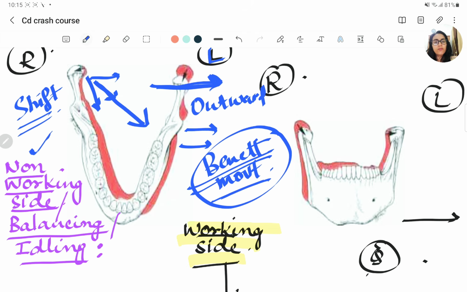Here we see Bennett movement. How much the condyle or the mandible is going to move on the working side is only 1 to 1.5 millimeter. But the movement on the other side, that is the Bennett shift, is 1 to 4 millimeters, that is more.